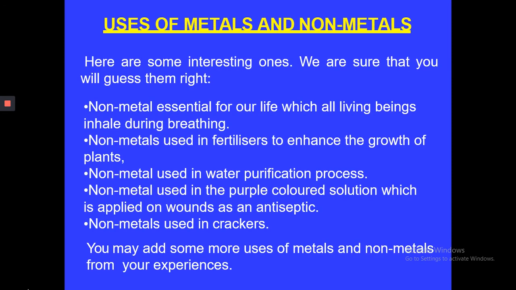Some other uses of metals and non-metals. A non-metal essential in our life, which living beings inhale during breathing, is oxygen. Non-metals used in fertilizers to enhance the growth of plants are NPK: nitrogen, phosphorus, and potassium. A non-metal used in the water purification process is chlorine. A non-metal is used in a purple colored solution which is applied on wounds as an antiseptic. A non-metal used in crackers is sulfur.